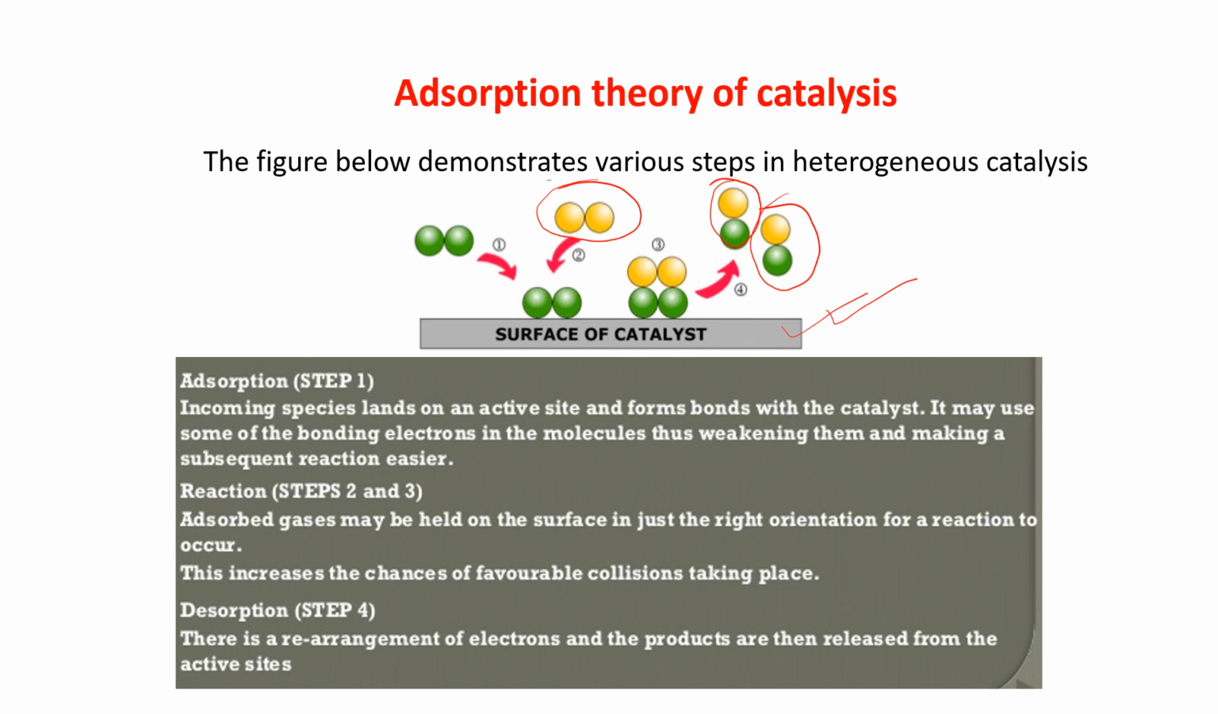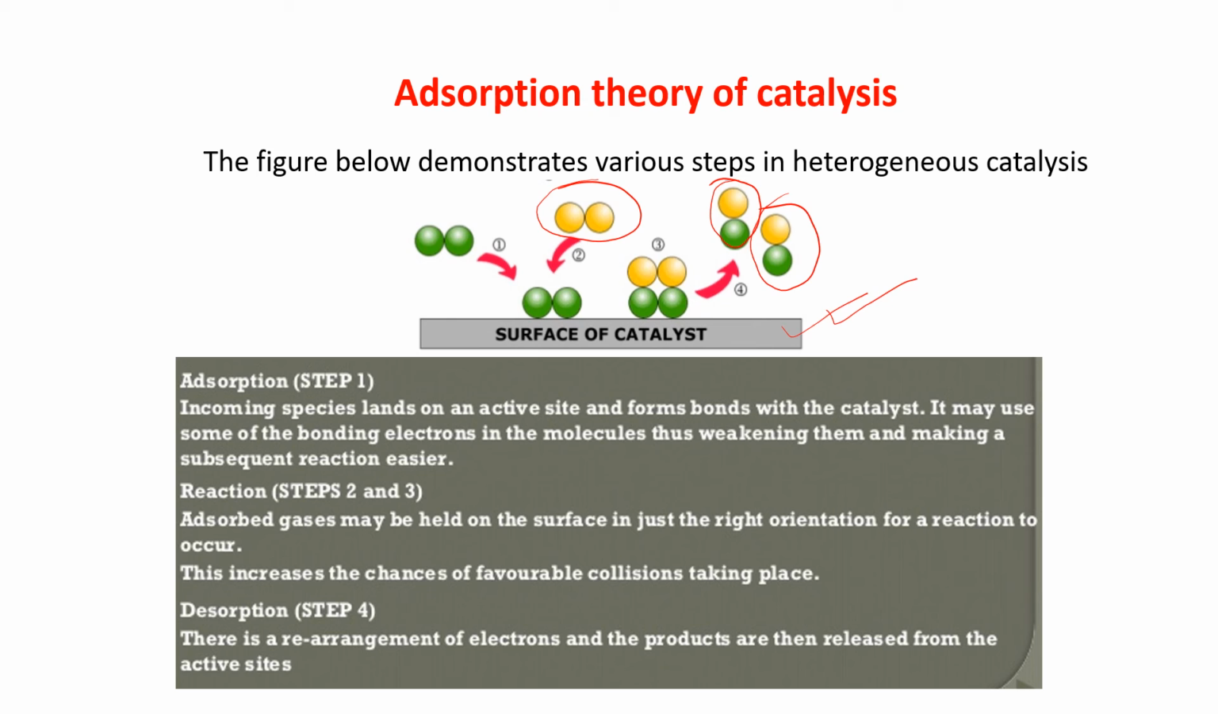Now let us see what is written here. Step 1. Incoming species land on an active site and form a bond with the catalyst. It may use some of the bonding electrons in the molecules, thus weakening them and making a subsequent reaction easier. Step 2 and 3. Adsorbed gases may be held on the surface in just the right orientation for a reaction to occur. I have already told you.